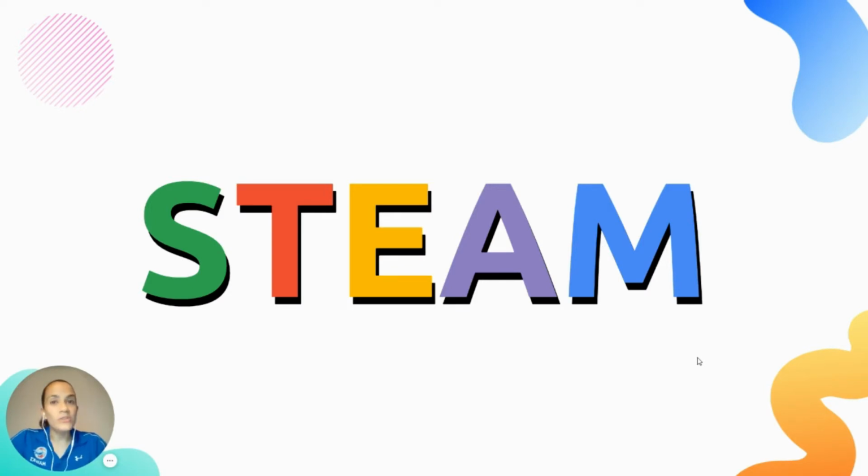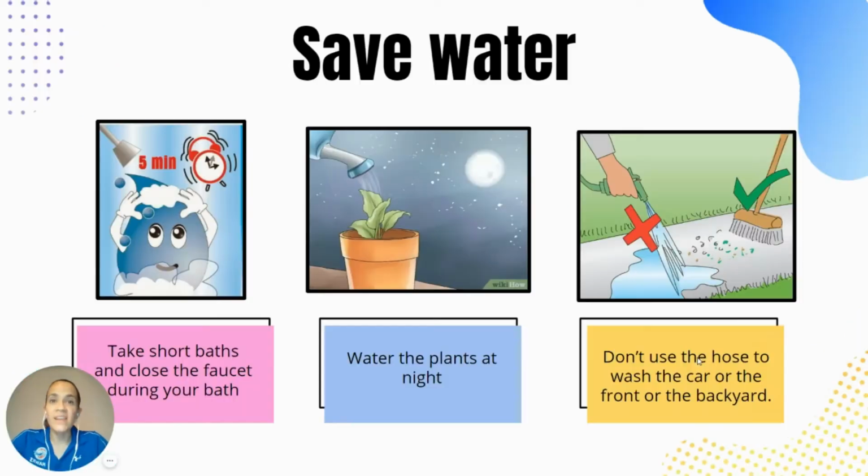Before we start, I want you to make a very important invitation, and that is to save water, okay? Remember that water is one of the most important resources. Without water, we can't live, right? So, it's important to take short baths and close the faucet during your bath. That can help you out. Also, if you're going to water the plants, do it at night or really early in the morning. And don't use the hose to wash the car or the front or the backyard, okay? It's better if you use a bucket. Can you think of another suggestion or recommendation to save water? Share it in your comments.